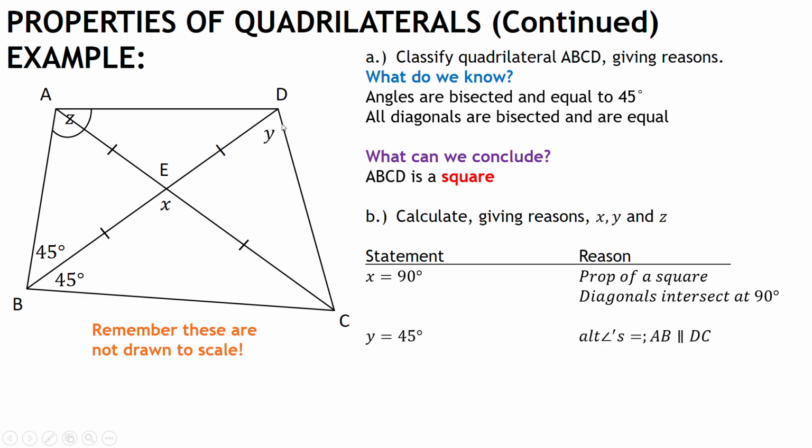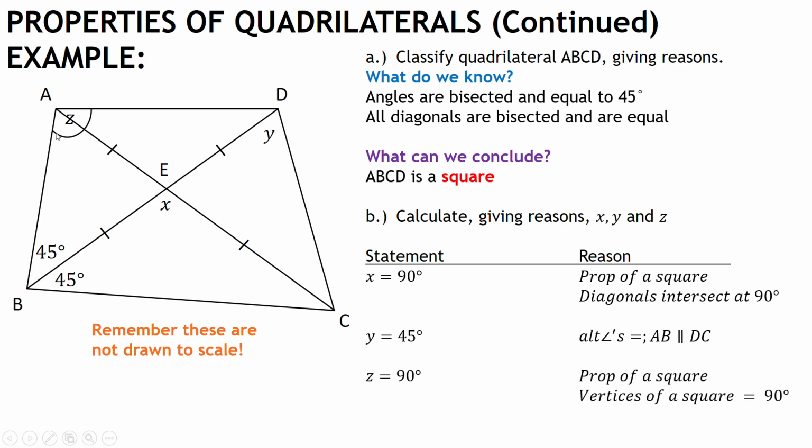Then they asked me to work out what y is equal to. Well, y is equal to 45 degrees because of alternating angles. If you have a look at the Z shape here, if you trace along my mouse, there's a Z there, which means that the alternating angles will be equal because I know in a square the opposite sides are parallel. Alternatively, you could have just said that y is equal to 45 degrees because diagonals bisect the angles.